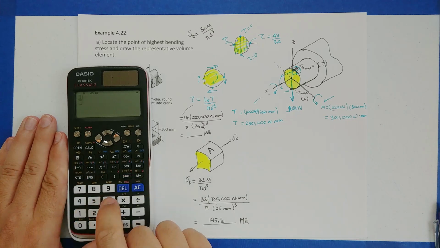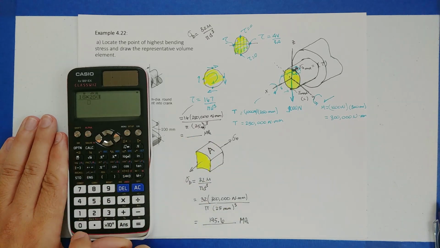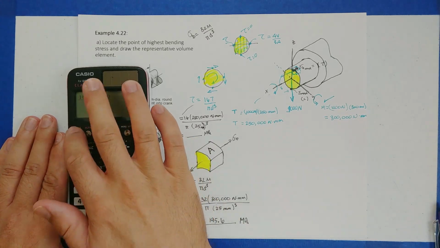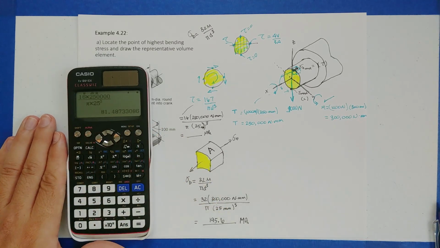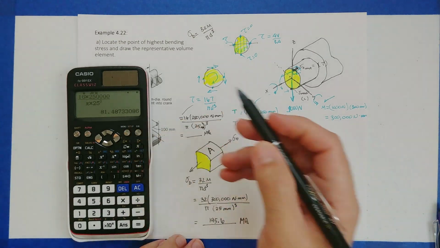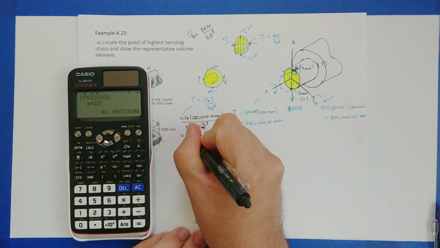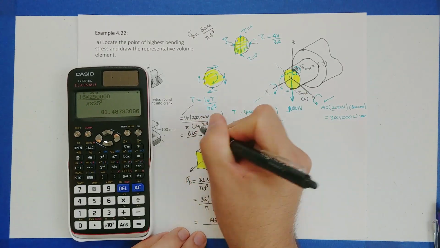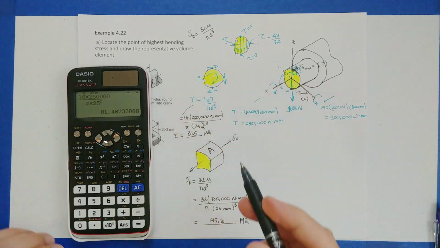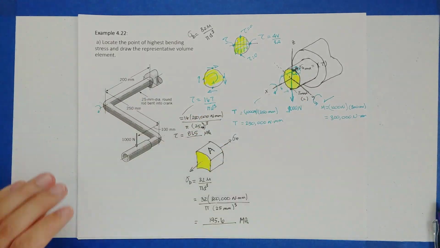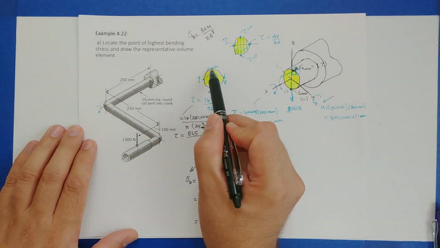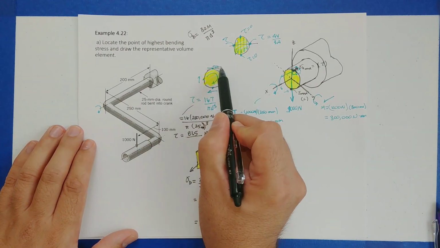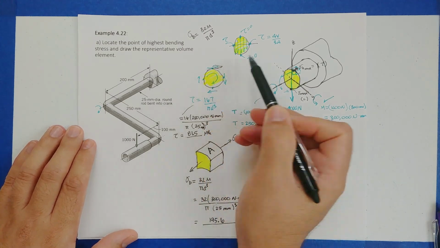So let's go ahead and type that in the calculator. We have 16 times 250,000 divided by pi times the diameter cubed. And I get a value of 81.48. So we'll call it 81.5 megapascals. This is the shear stress due to the torsion. So we have the value. Now, what is the direction of this arrow? On the top face it is going here towards the right over here.